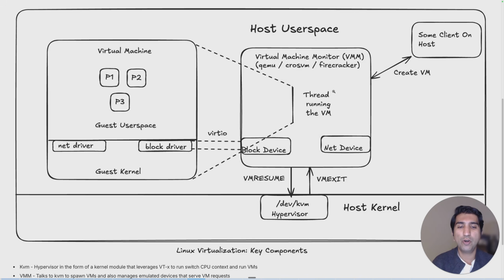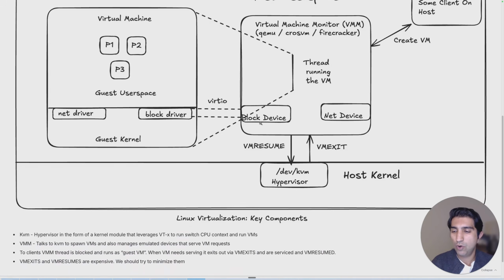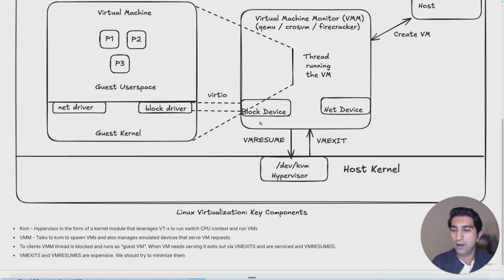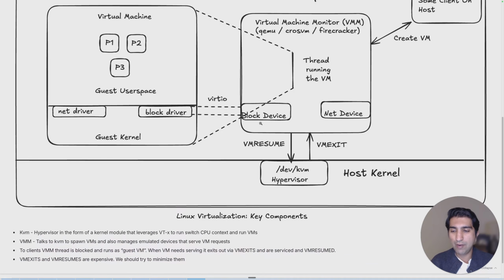The VMM sits on top of /dev/kvm, which is a device in the Linux kernel that exposes the processor's virtualization stack and provides a nice API for the VMM process to talk to in order to start a VM and give it access to privileged resources. So let's discuss how this works. The VMM talks to the KVM device to spawn VMs, and it also manages emulated devices inside. So you can see there's a block device and there's a net device.